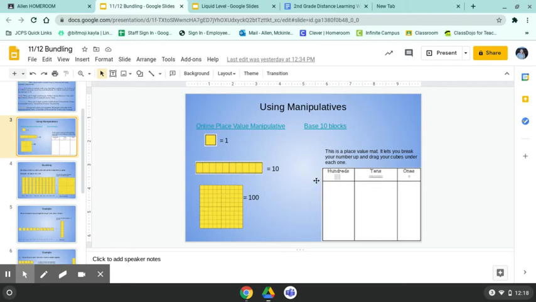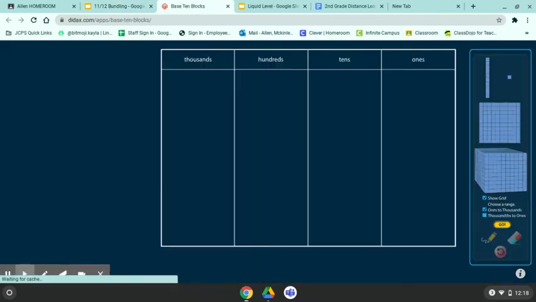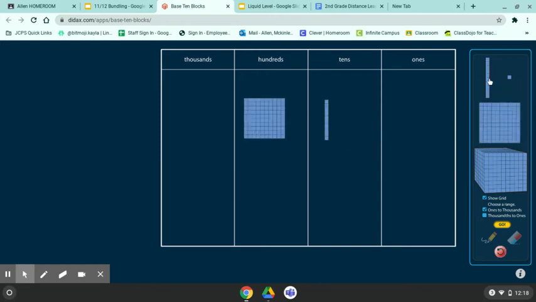You've been working with this place value vat where you drag your cubes and put them under there. These two websites you can click on. This one right here is a new one I put on here. It's very nice because it allows you to move your cubes and your rods into the chart like so. So this is also a good website you can use.